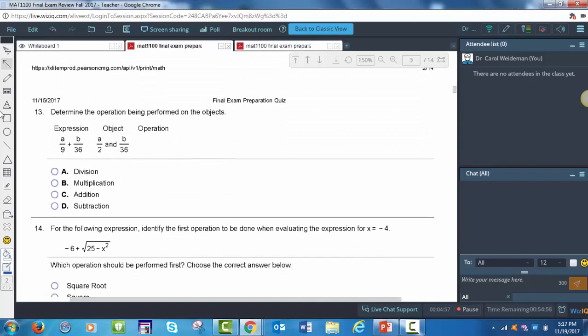Okay, in this case, and this should be a 2 down here and not a 9, they've given us the expression and they've identified the objects, and they want to know what's the operation. And the operation we're doing here is we're adding.